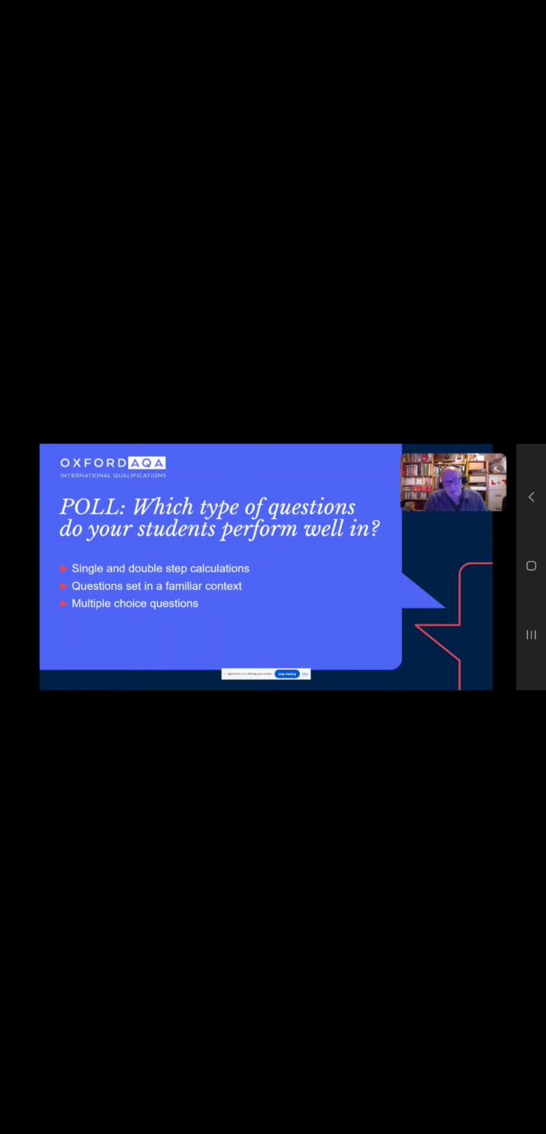And it's also helpful to know that essentially your findings are similar to ours, that the single and double step calculations are things that they tend to do quite well at. It's obviously in many schools the maths skills are emphasized, and so they pass that over into their physics and can answer those questions well. Okay, thank you very much.